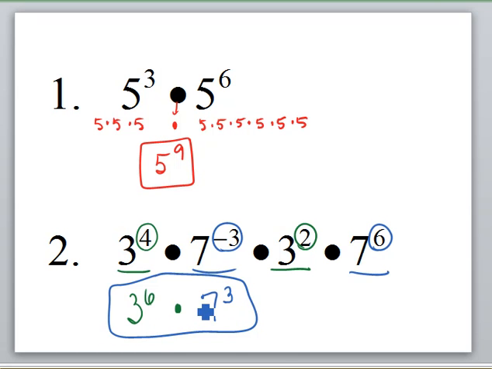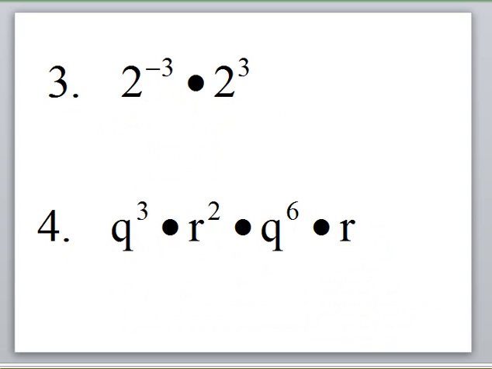The only thing we could do if we wanted the actual number is to put it in our calculators, either using the exponent part of our calculators or typing them in by hand. 6 3s multiplied together and then 3 7s multiplied together, and we get a rather large number. On this next problem, let's go ahead and use the rules again. Keep the base, add the exponents. Negative 3 plus 3 is 0. We know that anything to the 0 power is 1.